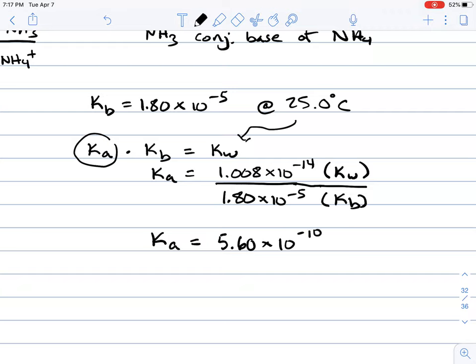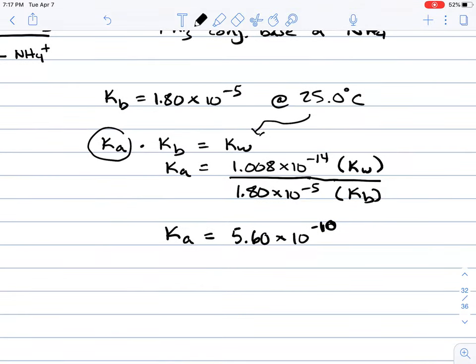So this is actually telling me that this specific substance, if you look at the Ka and Kb value, it's more or less going to act as a base rather than an acid, right? Just because the magnitude for Kb is higher than Ka. Okay. It's just a little note there.